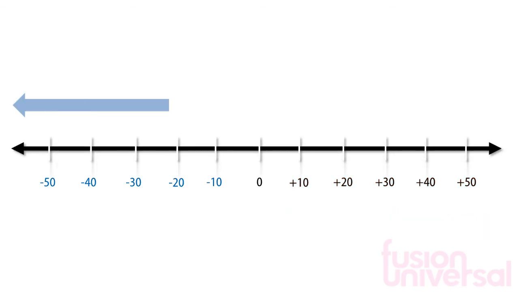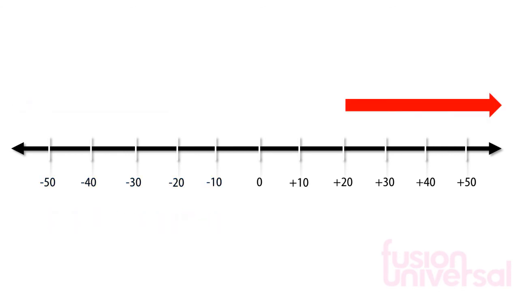If we move to the left on the number line, once we are below 0, the numbers get more negative. If we move to the right on the number line, once we are above 0, the numbers get more positive. All positive numbers are greater than all negative numbers.